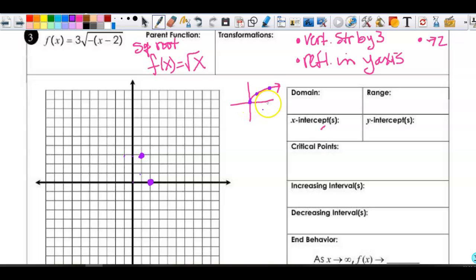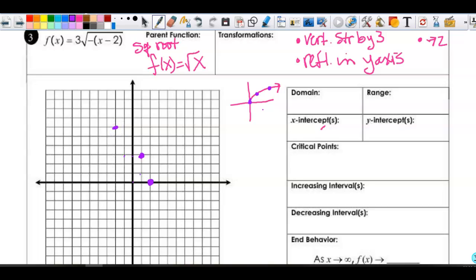Then I go to 4, 2, so 2, 4, 2. And then I'm going to have a vertical stretch by 3, so my y value is 2. I multiply by 3, that becomes 6, so that's 2, 4, 6. And then I reflect in the y-axis, so I'll go over here, 4 over here. And then I move to the right 2, so it's 1, 2, and I'm right here. Okay, so those are my 3 points.